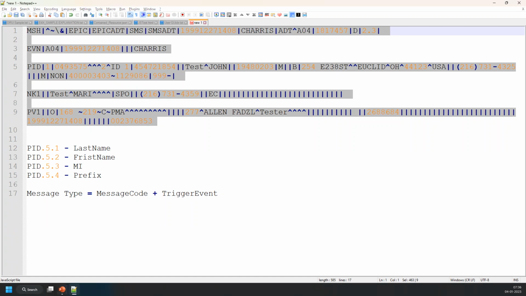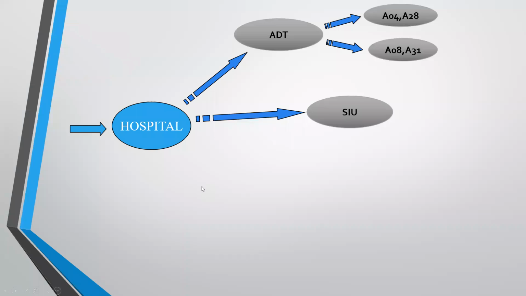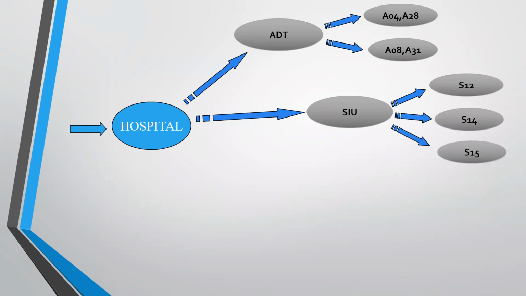Let us continue looking at other events as well. Then we have SIU. In SIU, we just saw that we have new appointments. New appointments are represented with trigger event S12. An update of existing appointment information is represented with S14. And then we have S15, which is used for representing cancellation of an appointment.